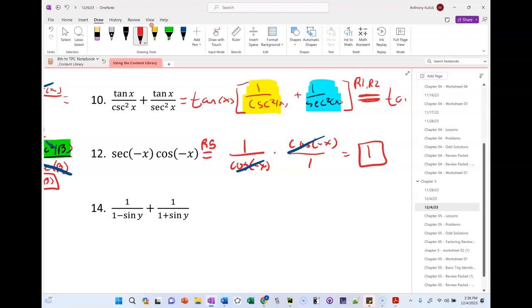Now you could use the odd-even identities to make that cosine of negative x into cosine x and secant of negative x into secant x and then do the same thing. Perfectly fine to do that, still correct, but you don't need to. Could you do R2 as well? Of course, yeah. You could have turned this cosine into 1 over secant and canceled the same way, for sure. Absolutely, good question.